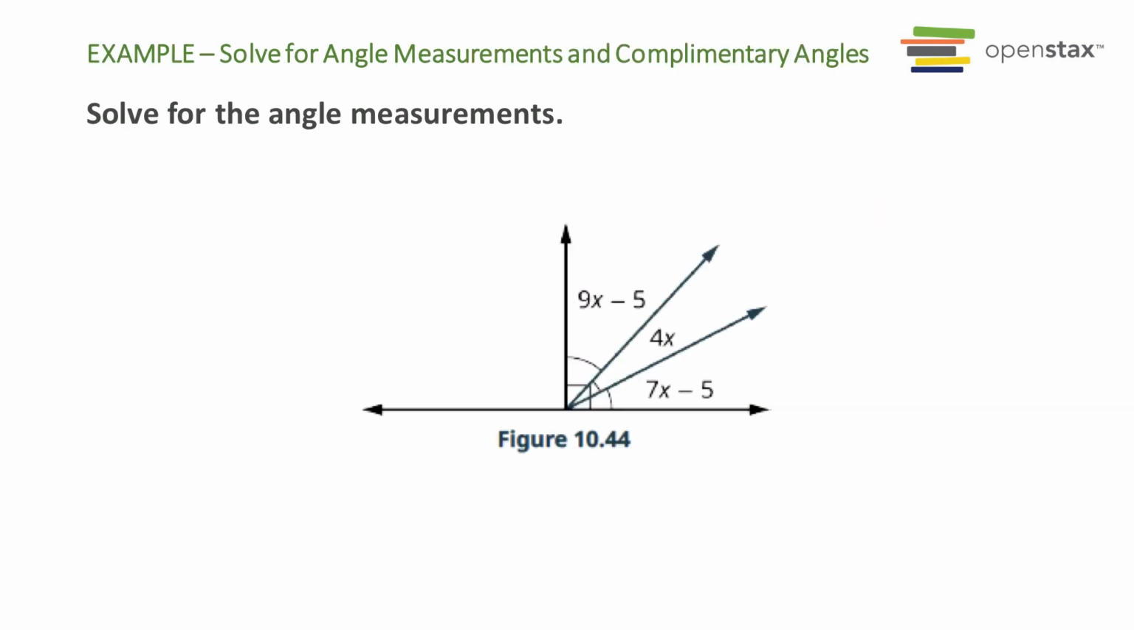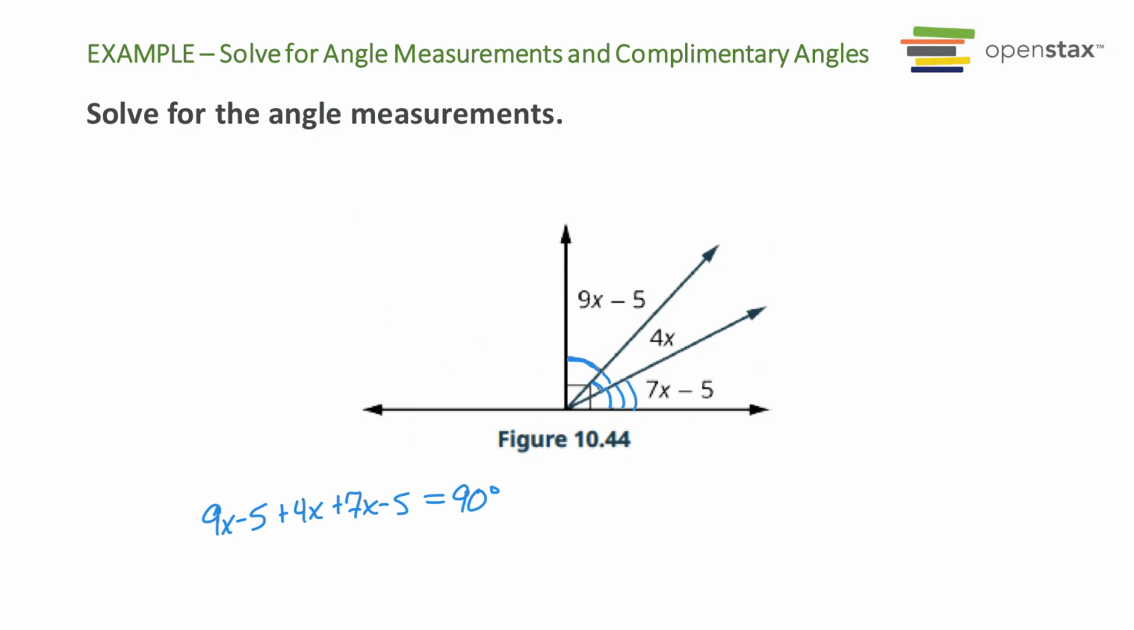So let's do that kind of algebra manipulation again. Here we want to find the angle measures. So we have three angles here, and we have an unknown value of x. So we got to use our algebra skills again, but as you saw in the last slide, it's not that bad. So these three angles have to add up to 90 degrees. So that means that 9x minus 5 plus 4x plus 7x minus 5 have to add up to 90 degrees.